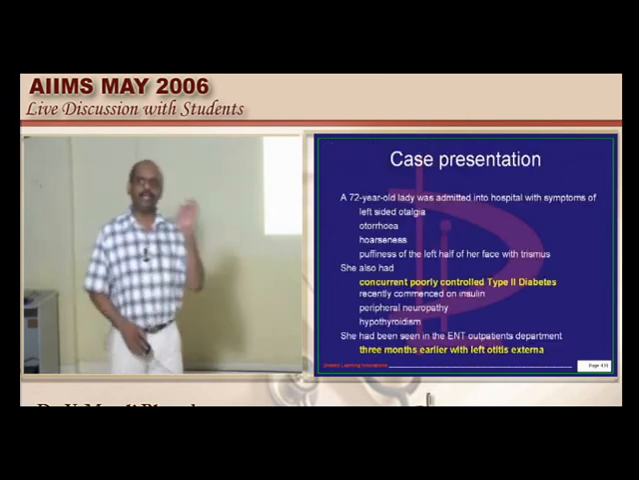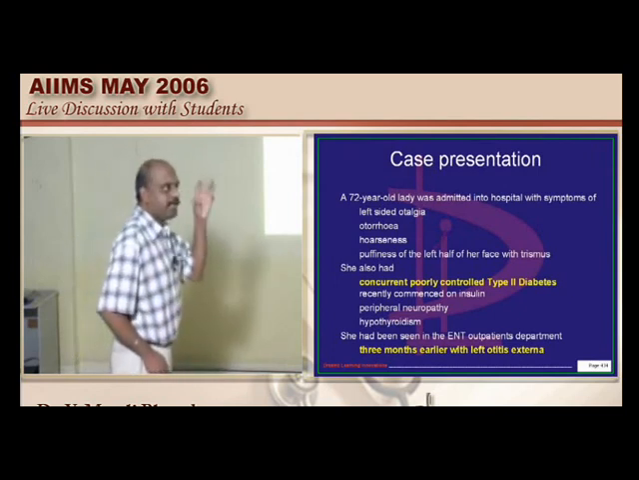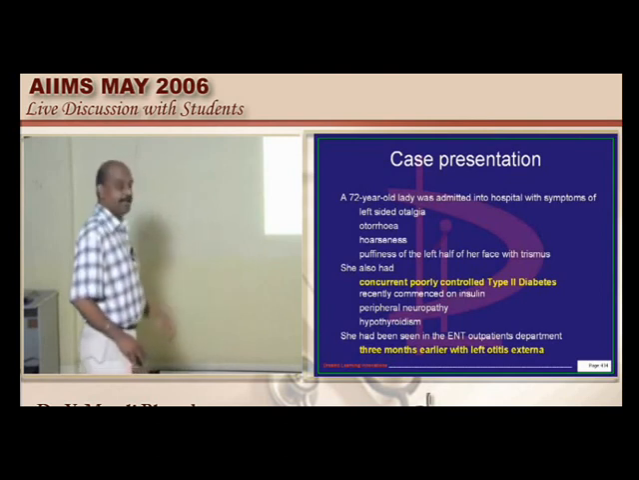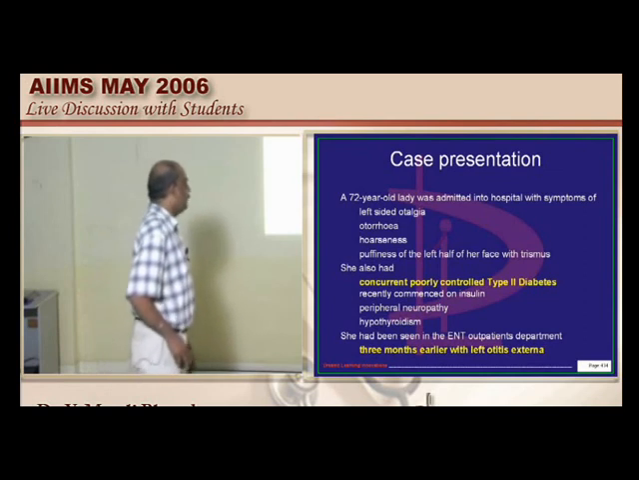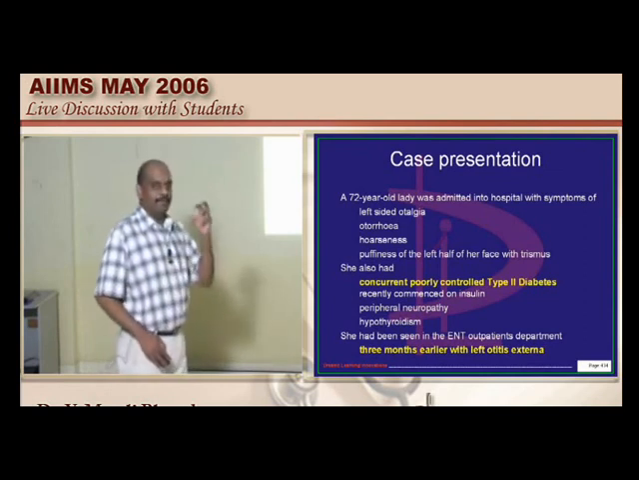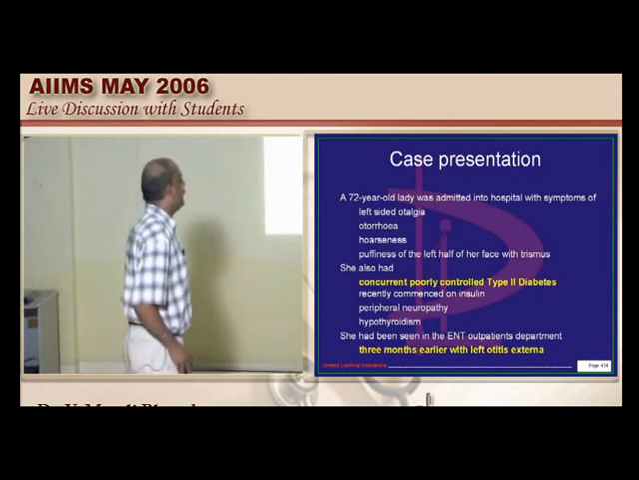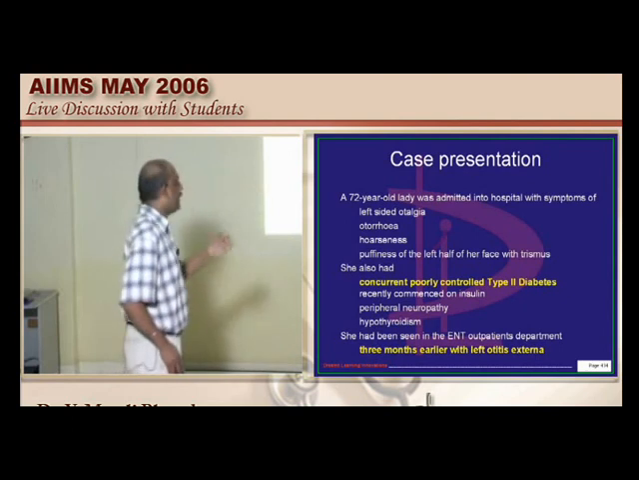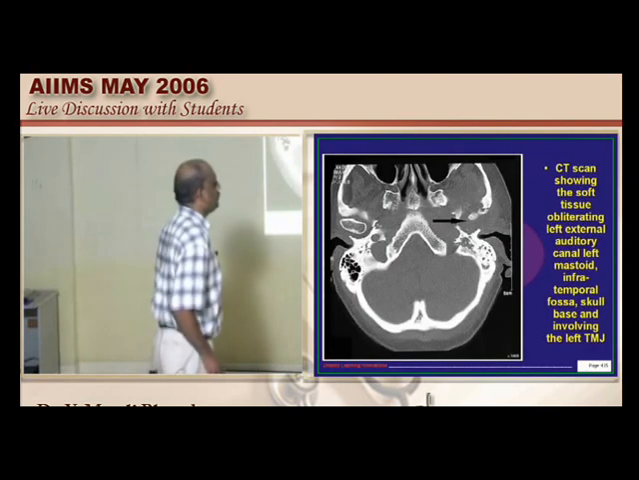Now I will give you a short case presentation. A 72-year-old man with left-sided otalgia, with otorrhea, with hoarseness, with puffiness of the left half of the face. He is also having type 2 diabetes which is poorly controlled, and as an ENT outpatient he was earlier treated as a case of otitis externa. Now you tell me, doctor, such a severe left-sided otalgia with otorrhea in an immunocompromised and type 2 diabetic individual, what is the important possibility?